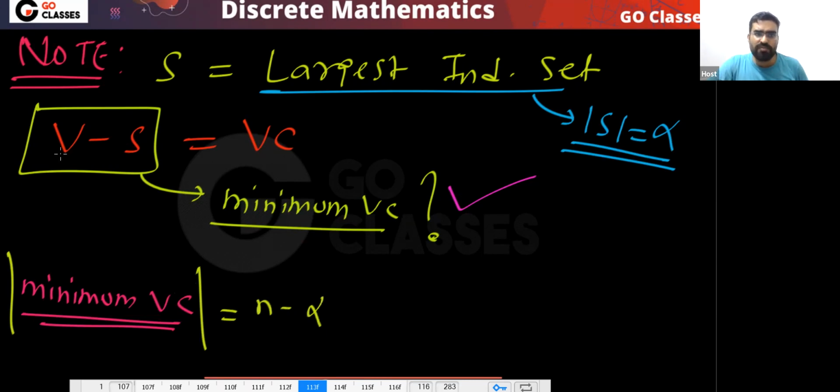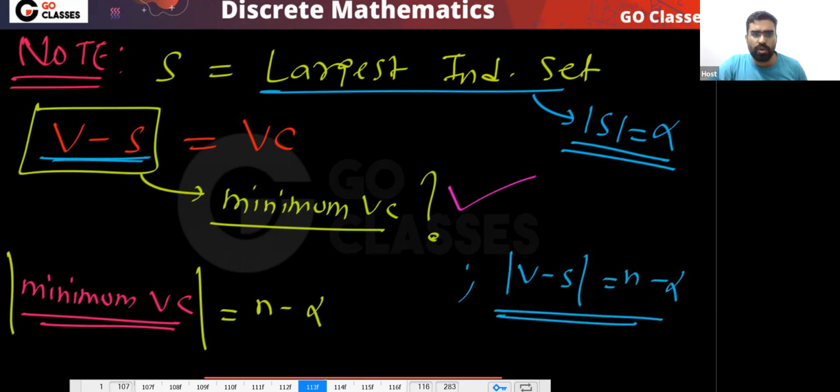And what is the size of V minus S? The size of V minus S is also n minus alpha. So yes, this is a minimum vertex cover. No problem. Yes or no?